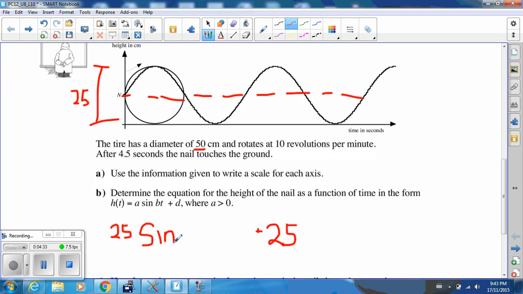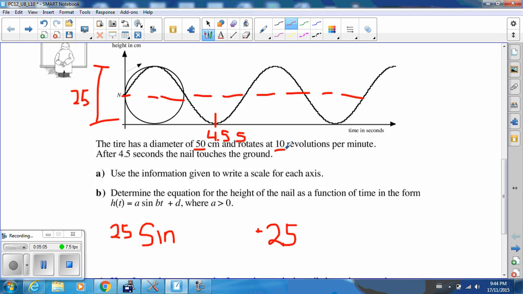My b value I need the period for. Now, this is where it's a little bit tricky, is that I got to go around and find my period. I've got to figure out my period. It's not expressly stated. They did tell me it takes 4.5 seconds to hit the ground. And they also told me that 10 revolutions per minute. So I can use both of those pieces of information to get the values that I need out of this thing.